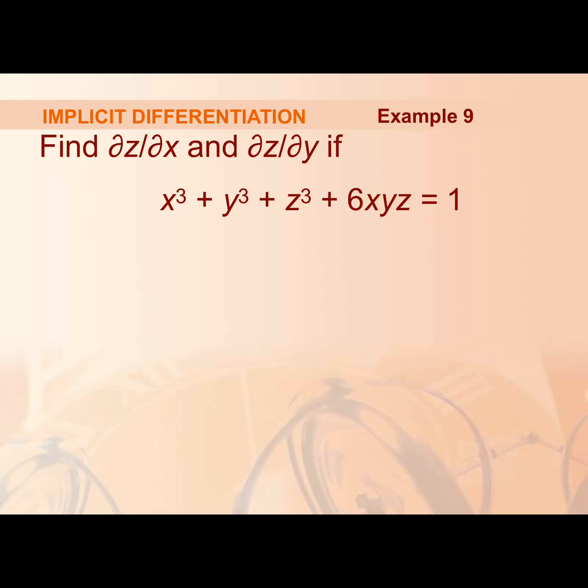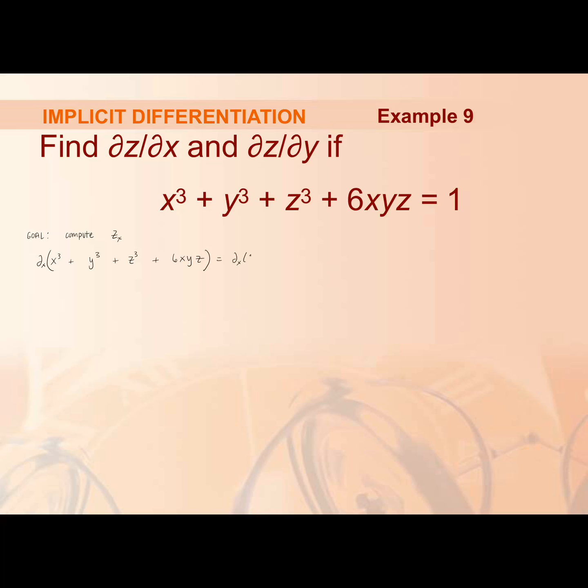Okay, so let's work on this example of finding partial derivatives when you need to use implicit differentiation. The first thing we want to do is find the partial of z with respect to x. So our goal is going to be computing z_x. I'm starting off with my equation, which is x cubed plus y cubed plus z cubed plus 6xyz equals 1. First thing I'm going to do is take the partial with respect to x of both sides of the equation.